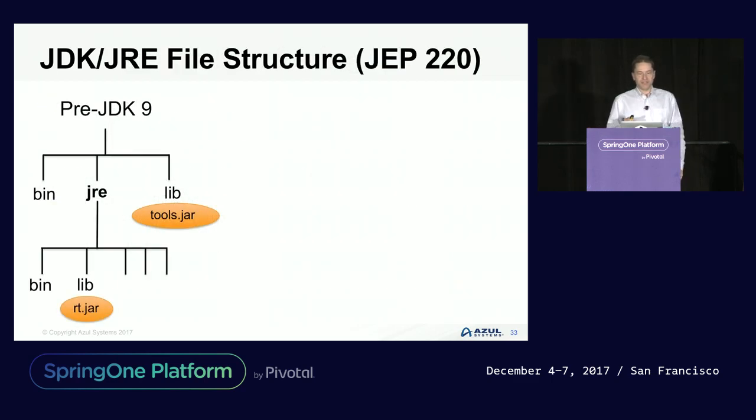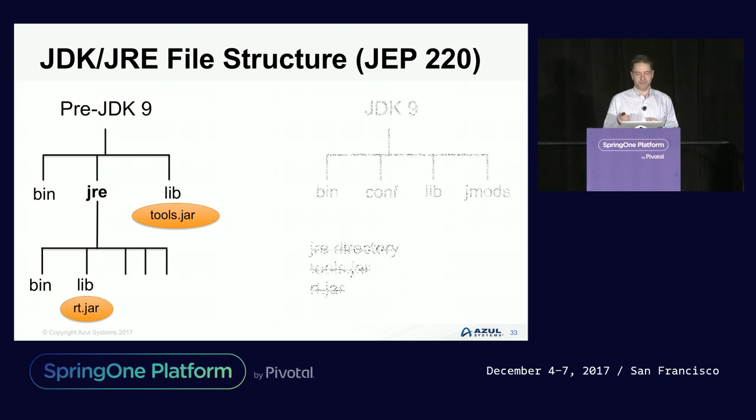The file structure of the JDK is changing. So in the old days, we had the JDK directory, then we had a JRE subdirectory. JDK directory had a bin directory, which had Java in it. It had a lib directory, which had tools.jar in it. JRE had a bin directory that had Java in it. So you had 2 versions, or 2 copies of Java, 2 for the price of 1. And you had rt.jar in the lib directory.